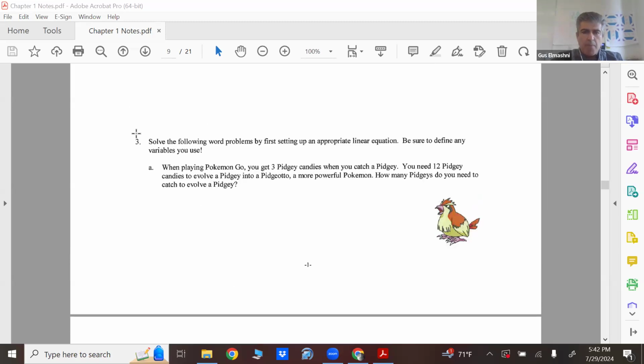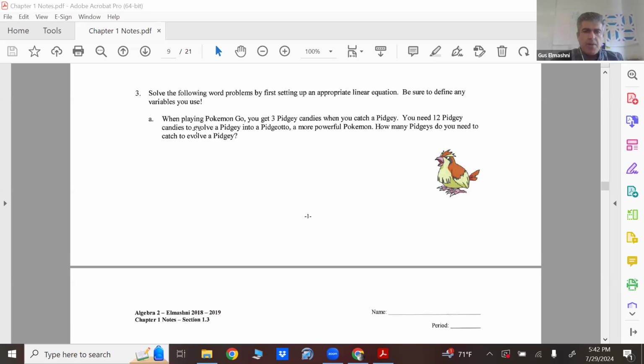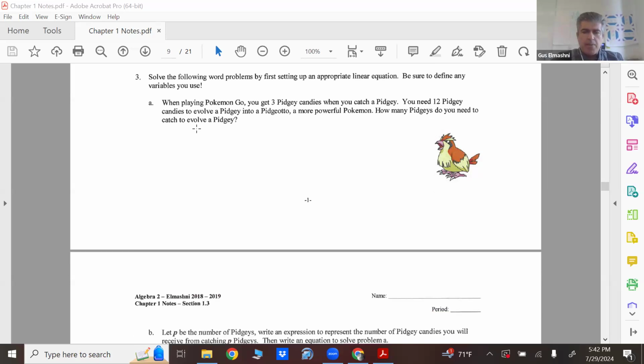We're on problem number 3 here. This is page 9 of the notes. Remember, I think the first 4 pages got repeated. So we're just going to work on word problems. Then we'll talk a little about 1.4, 1.5 in preparation for our class the next day.